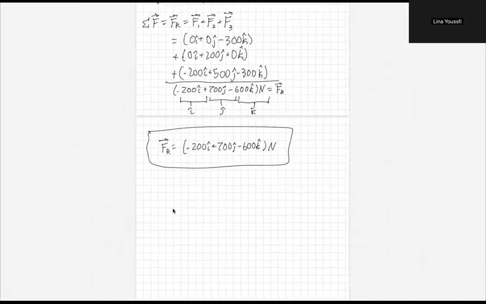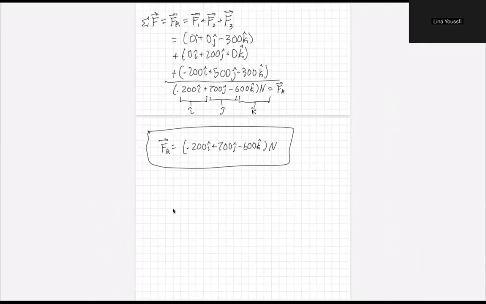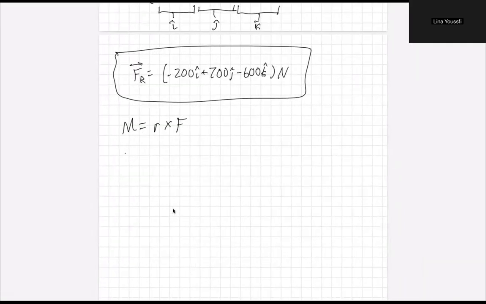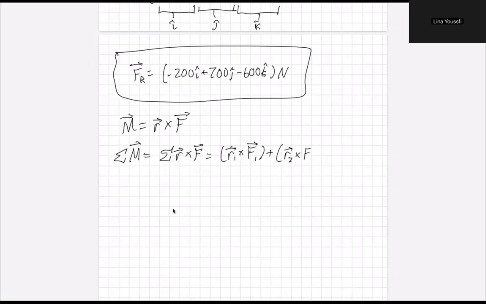And now that leaves us with solving for the moment. So this is a little bit trickier because it requires us to use cross product. I'll write here M equals R cross F, right? So the sum of moments is going to be the sum of the R's cross the F's. And again, that's in vector form. So that's going to give us R1 cross F1 plus R2 cross F2 plus R3 cross F3.